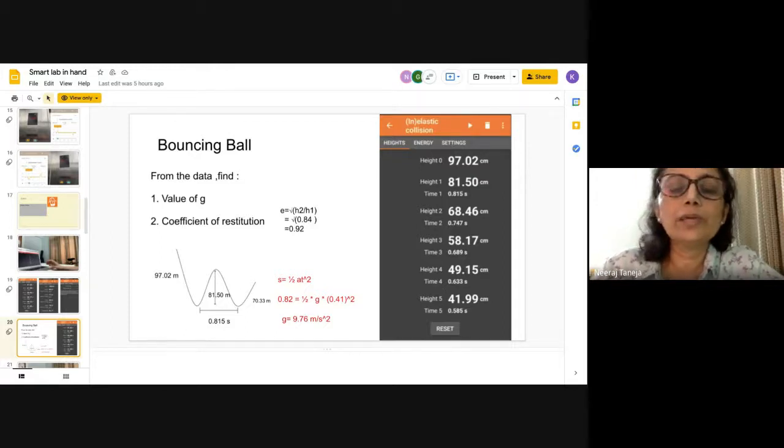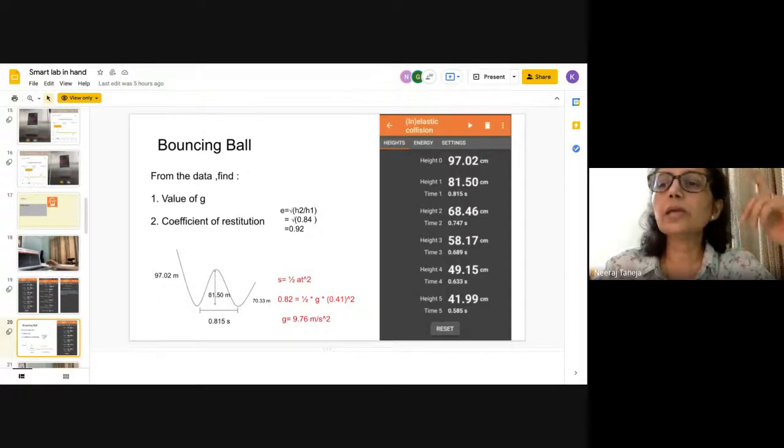And how do we calculate the value of acceleration due to gravity using this data? That also can be calculated. If you look at the figure, the ball was dropped from 97.02. It hit the floor and bounced back to 81.50. Actually, this application works on the same principle that Maurya had explained, that was the acoustic stopwatch. That means when one sound is produced, the timer starts. And when the second sound is produced, then the timer stops.